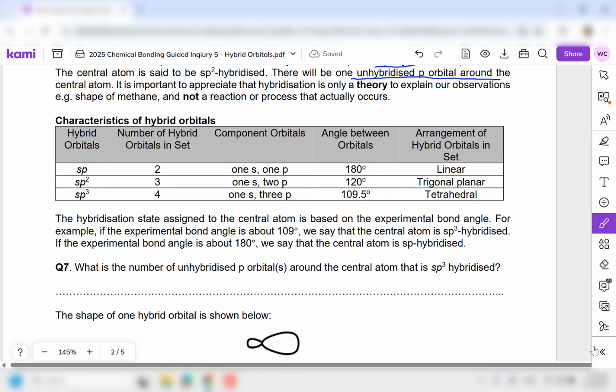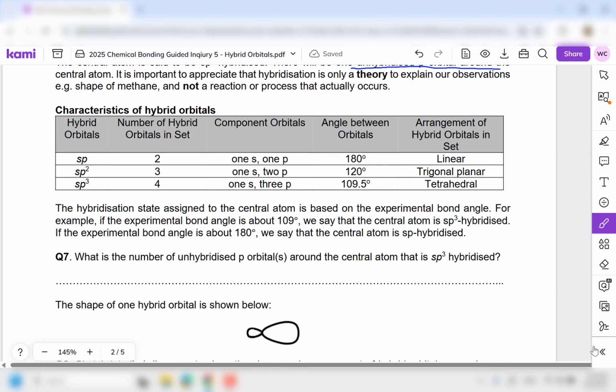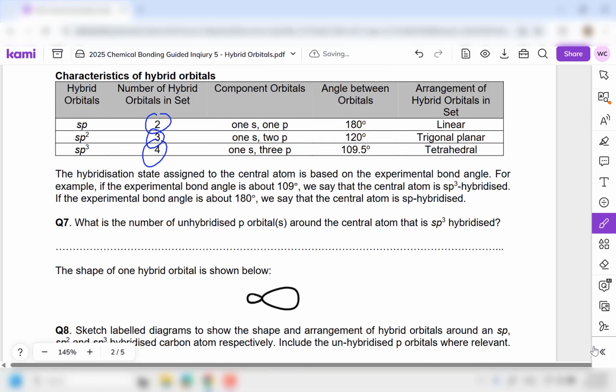Okay, so described to you. Arrangement of the orbitals around the central carbon atom sort of utilizes what you learn in VSEPR theory. So if I have 2 electron groups, right, I'm going to end up with linear. 3 will be trigonal planar, and then 4 will be tetrahedral. Okay, so if it's sp3, there will not be any unhybridized p orbitals.